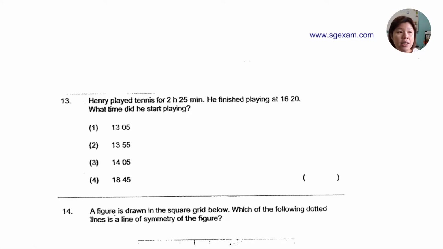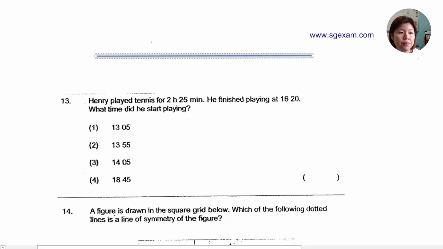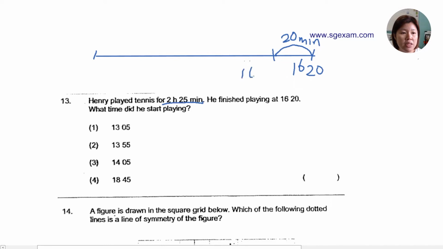We need a timeline, so let's draw a timeline here. We don't know what time he started, but we know the ending time is 16:20. Since it's 2 hours 25 minutes, let's move back by minutes first. We have 20 here, so let's move back by 20 minutes, which is now 16:00. So I have 25 minutes minus 20 minutes, and I'm left with 5 minutes.